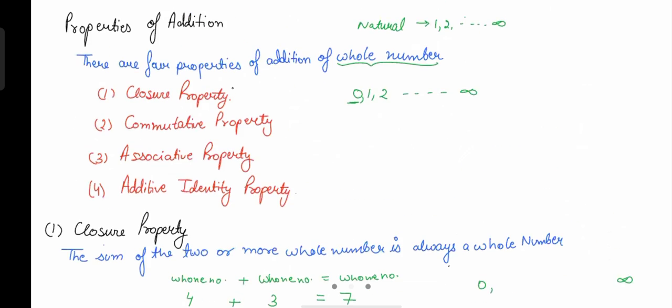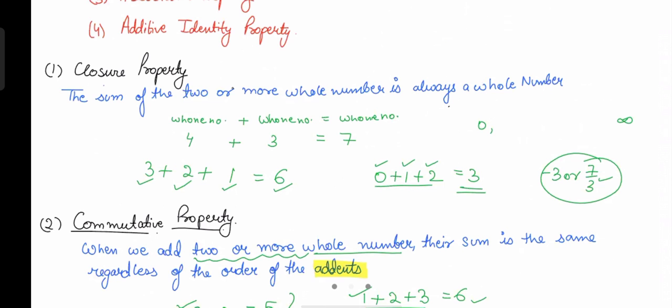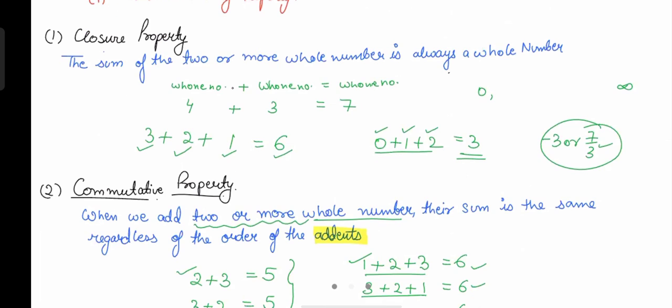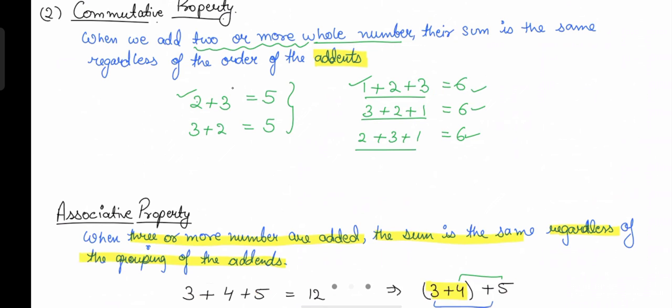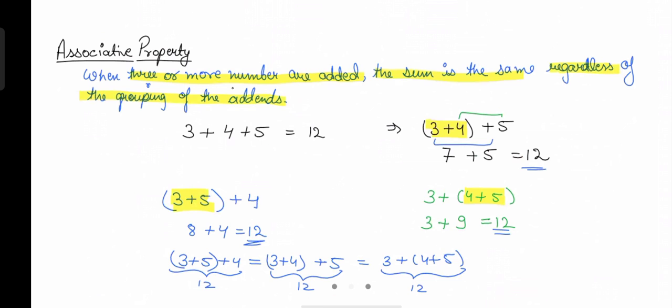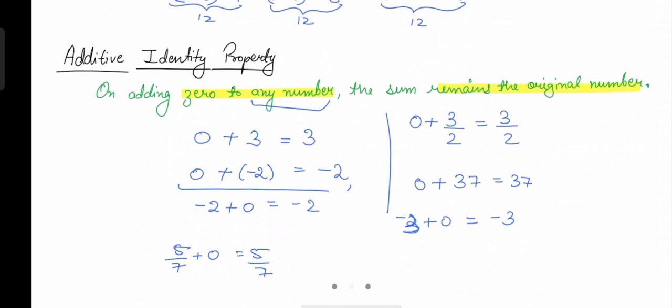First was the closure property, which says that the sum of whole numbers will again be a whole number. Then the commutative property, that you can rearrange the order of your addends and you will get the same answer. Then the associative property, that you can group the numbers in any way. You can add any two numbers first and then the third, and you will get the same answer. Then in the additive identity property, we understand that no matter what number you add to 0, that same original number will be your answer. These were the four properties.